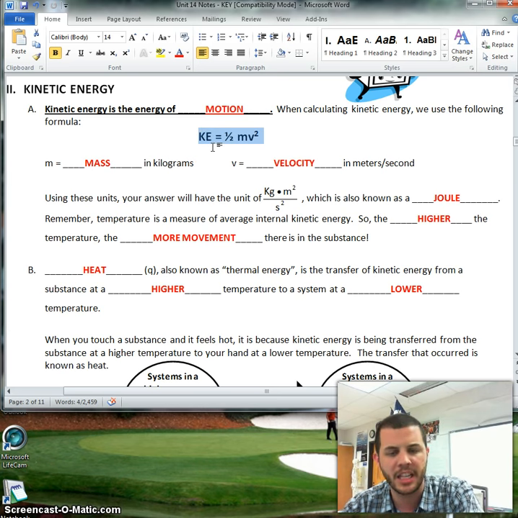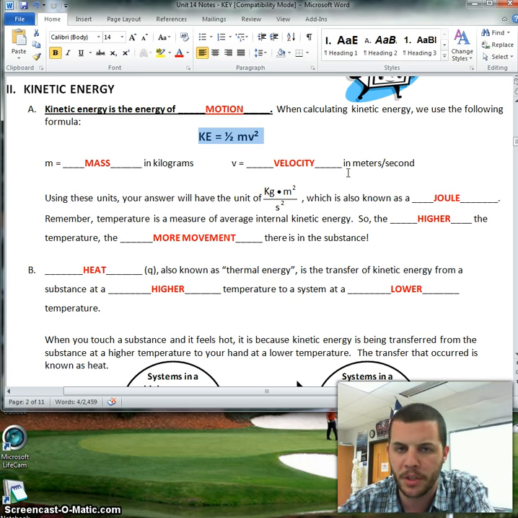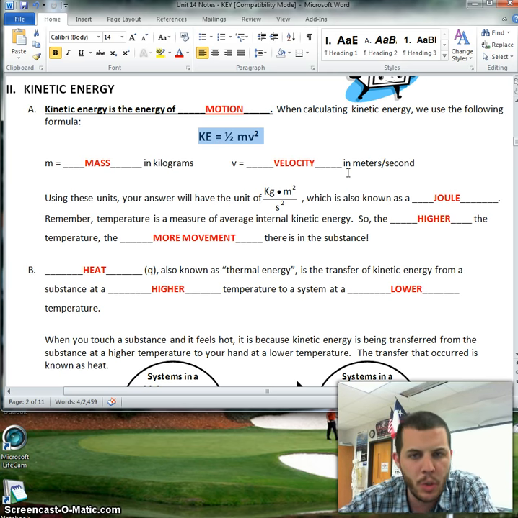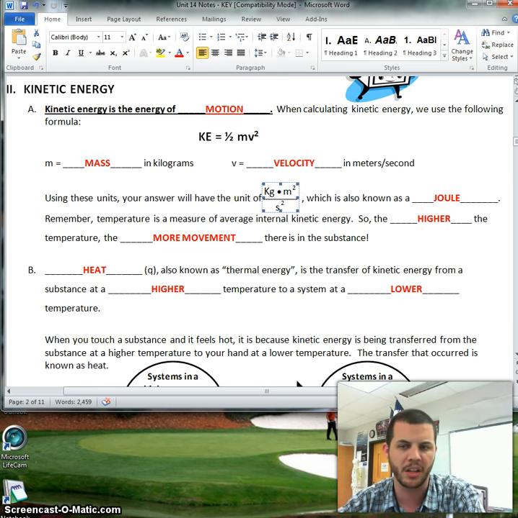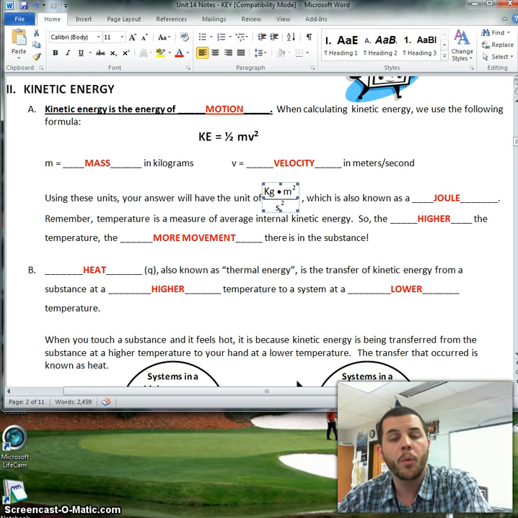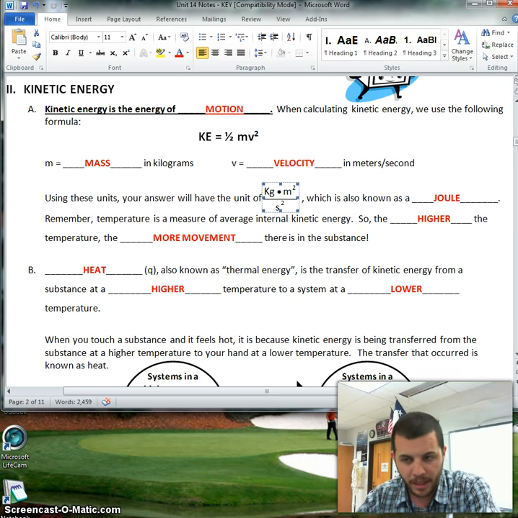And m stands for the mass. This mass is going to be in kilograms. And v is going to be the velocity in terms of meters per second. Now, when we do that formula, it's going to end up giving us this unit. We're not going to always say that unit because that's got a lot going on. What we're going to do is simplify that down to the joule. And a joule is basically this unit right here.